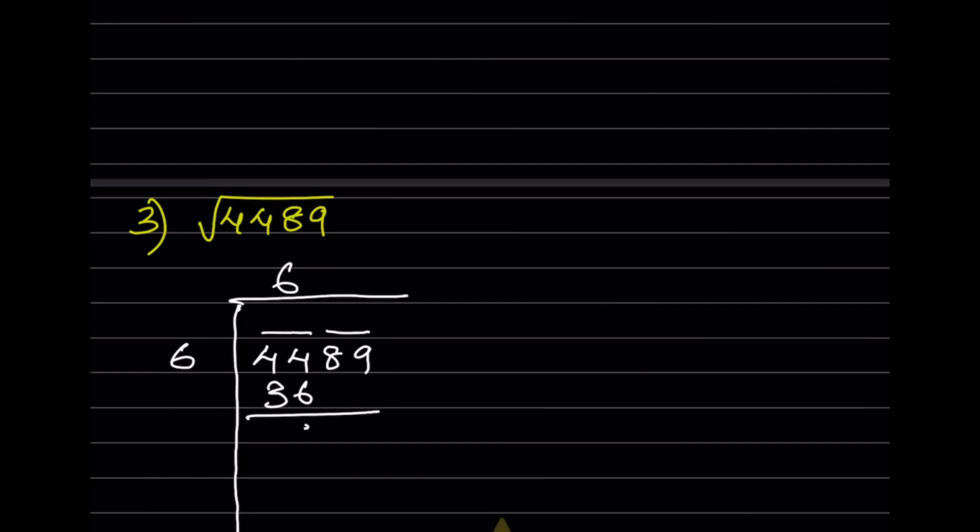So what do you get here? You get a remainder of 8. So both these numbers you will take down, 89. But before that, what are you going to do? You are going to add these two, that is 6 plus 6. That is going to be what? 12. So you are going to write here 12.